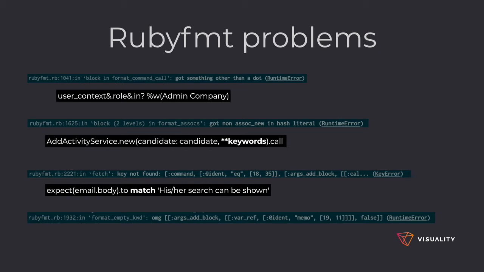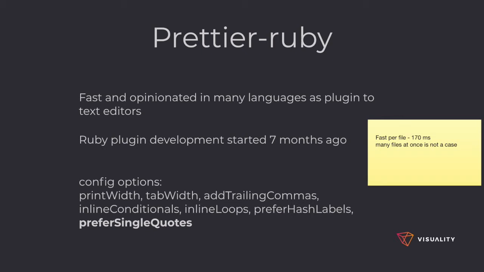Rubyfmt also needs more parentheses. Like in RSpec, we need to use parentheses in match because it will throw some error. We even have an OMG error. So yeah, this is not production ready, I think. So Prettier-ruby is fast and opinionated, in many languages, as a plugin to text editors.